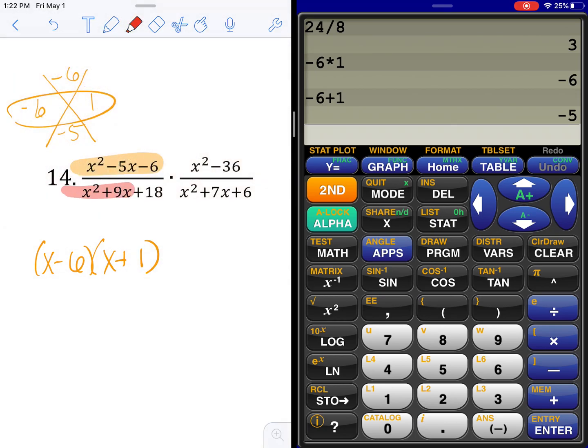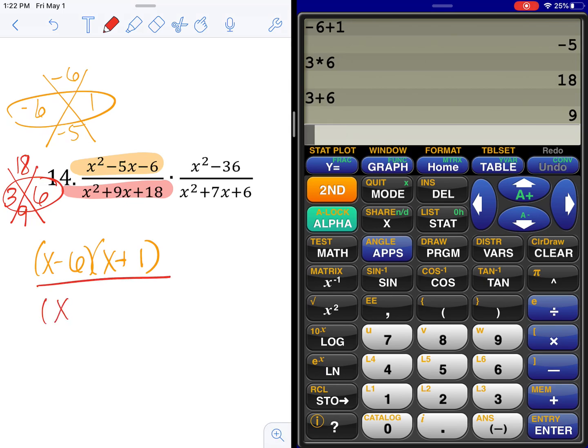If you go on here to the bottom left, x squared plus 9x plus 18, factors of 18 that add up to 9. Your factors of 18 that add up to 9 would be your 3 and your 6. 3 times 6 is 18, 3 plus 6 is 9. So that becomes x plus 3 times x plus 6.